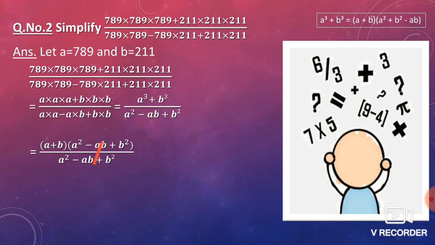So we can cut off the numerator part of a square minus ab plus b square and a square minus ab plus b square, because a number divided by itself equals 1. So it will be a plus b into 1, which is same as a plus b. We'll get 789 plus 211, which is 1000.